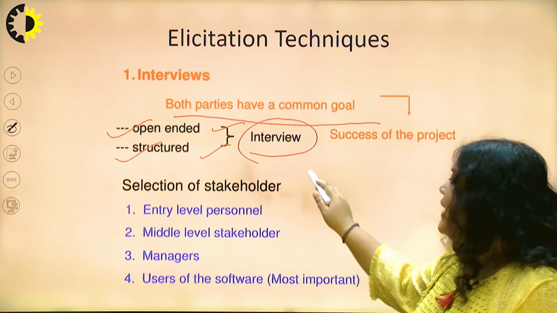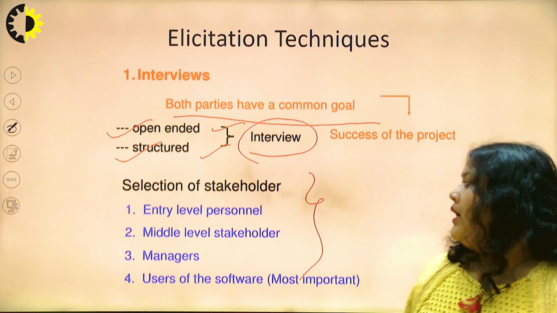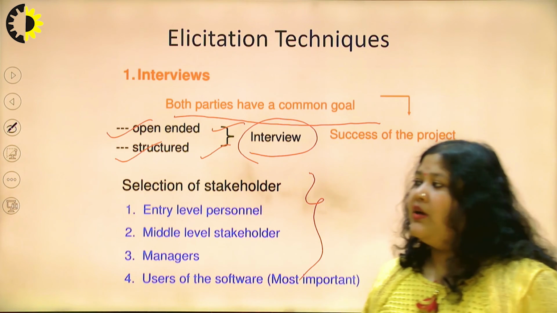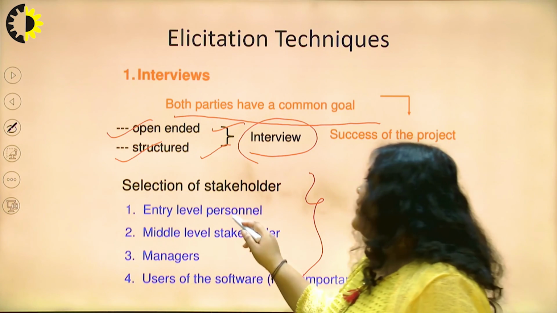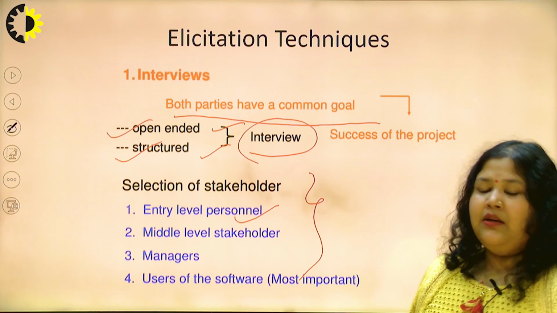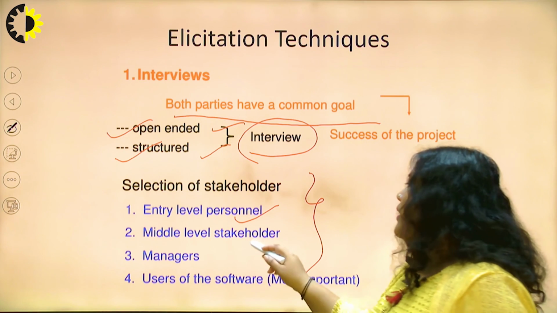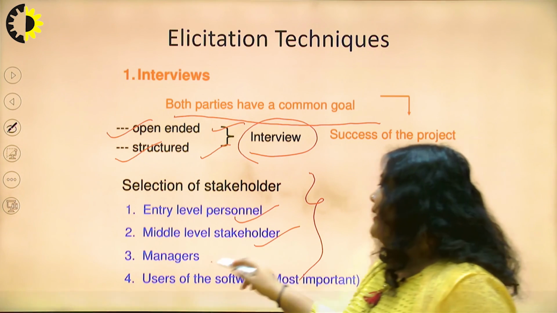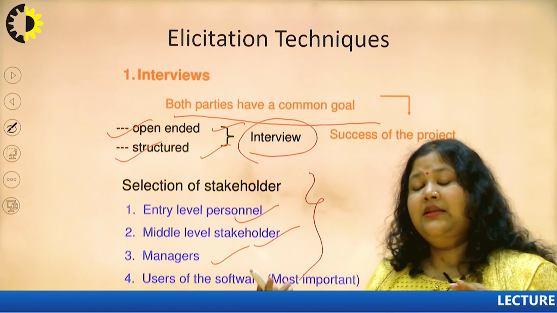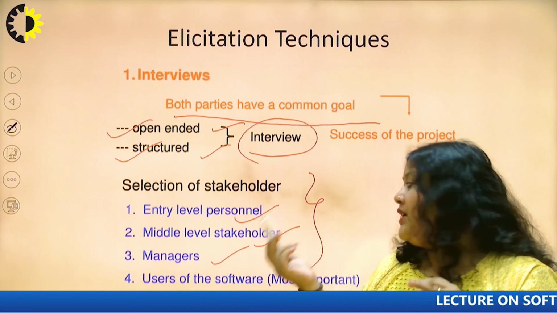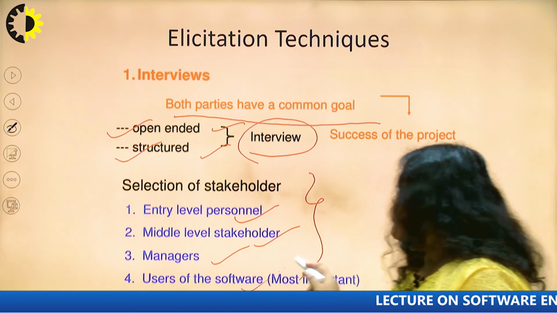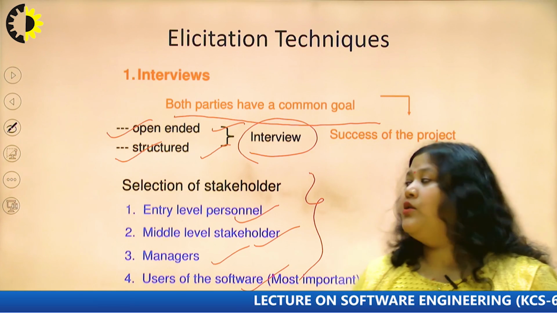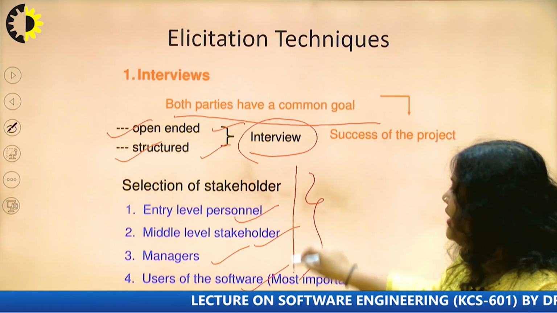Now the selection of stakeholders. So basically there are four terms that are used for the selection of stakeholders. First is entry-level personnel. These are the basic stakeholders. Now the middle level stakeholders, these are some experienced stakeholders, and the managers, who have many years of experience. And the users of the software, those persons who directly use that particular software. So these are the selection of stakeholders.